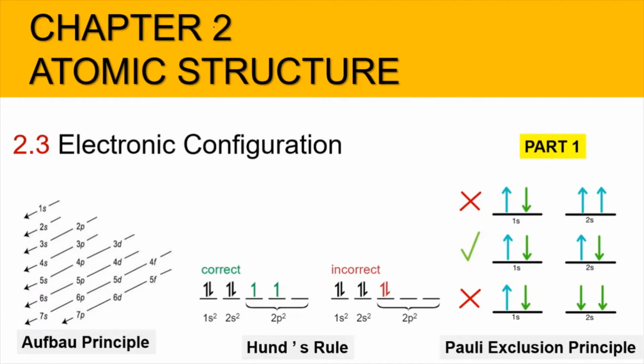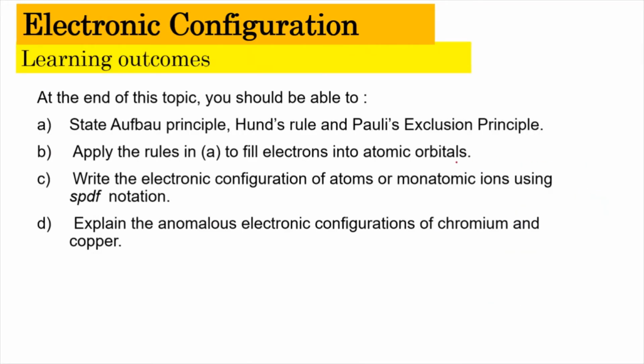So now we are in chapter 2, atomic structure. And now we're going to focus on the subtopic of 2.3, electronic configuration, part 1 of the video. So in this video, we're going to learn about the Aufbau Principle, Hund's Rule and Pauli Exclusion Principle. Also, we're going to apply all the rules that we have learned in part A, and this is used in order to fill the electron into atomic orbital.